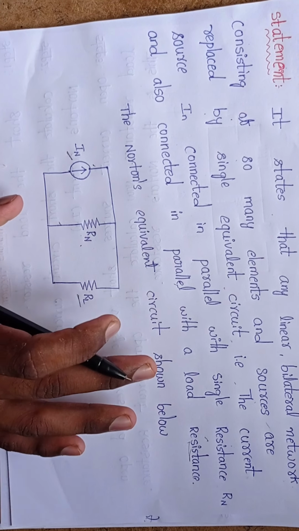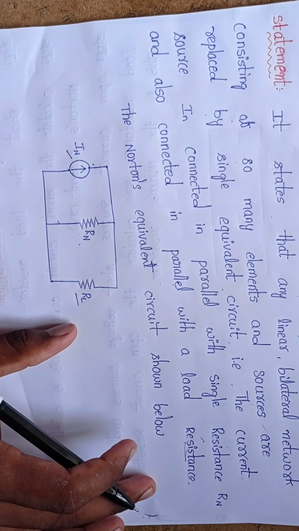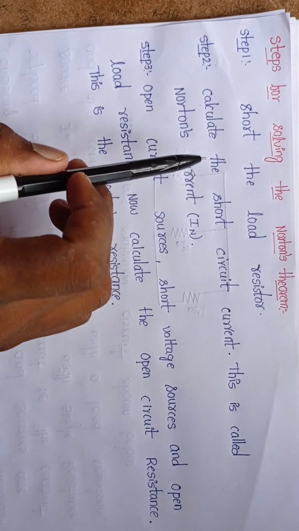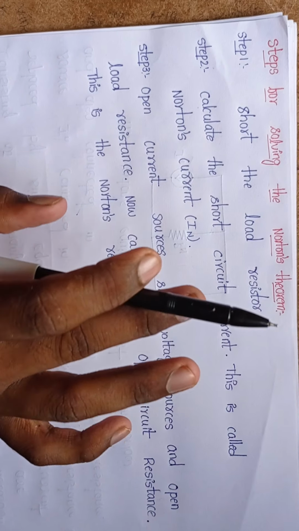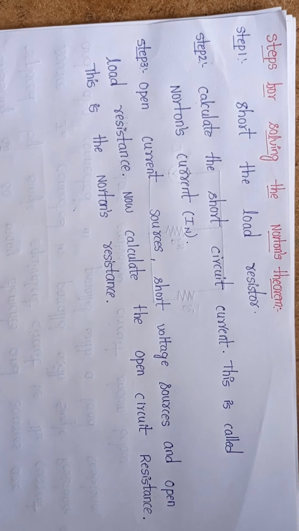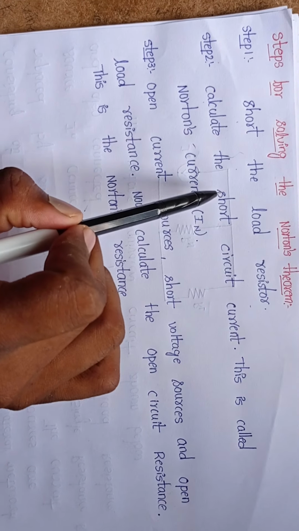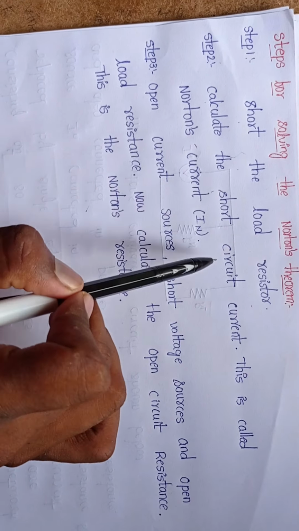Okay, I think that is clear. We'll see how to solve a problem using Norton's theorem. There are three steps for solving with Norton's theorem. The first step is to short the load resistor. First, we have to short the load resistor, and the next step is to calculate the short circuit current.